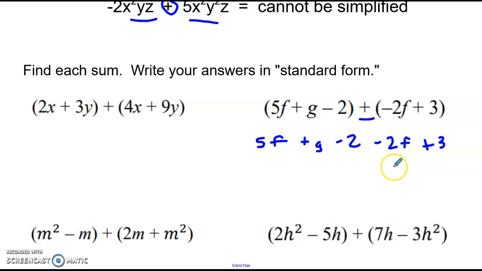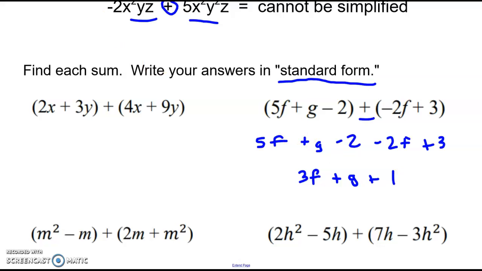And then we combine all our like terms, and standard form really just means that you have the highest exponent first. And that really doesn't apply here. So for this one, 5f combines with negative 2f to give us positive 3f. I have a positive g. There are no other g's, so I just include that. 3f plus g, and then I have a negative 2 and a positive 3, and that combines to give us positive 1. So that's our final answer there in standard form. This polynomial, 3f plus g plus 1, is the simplified version of this.